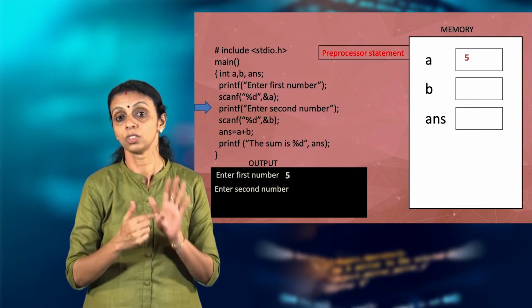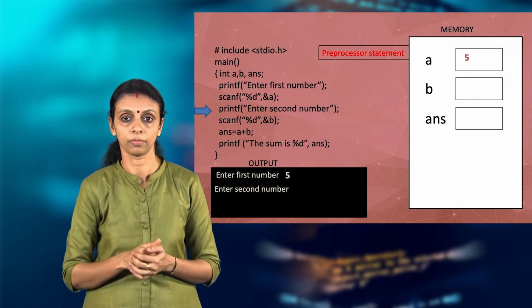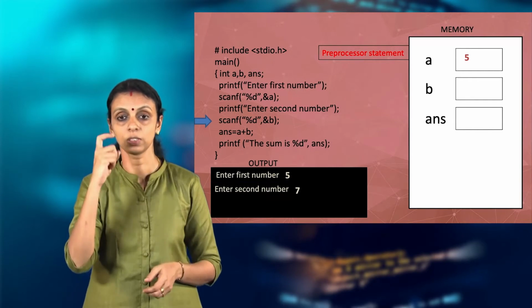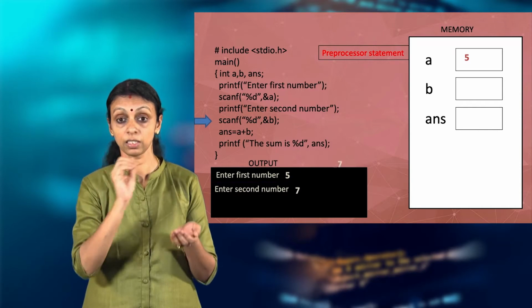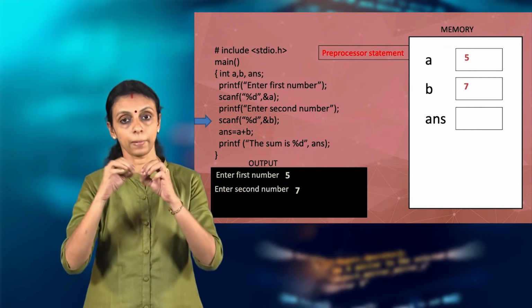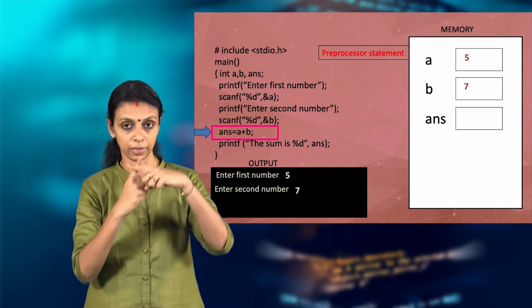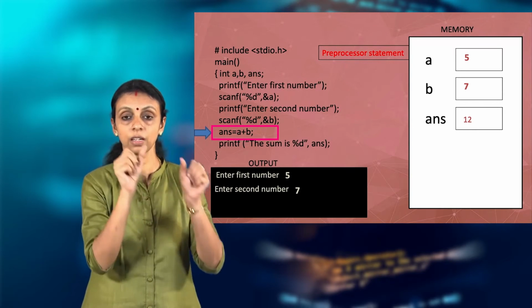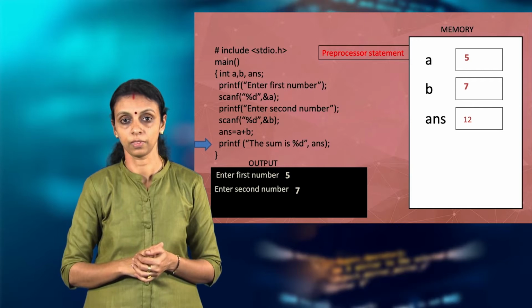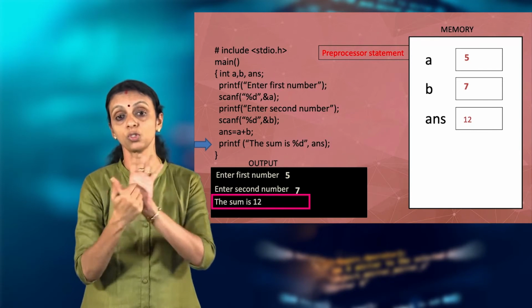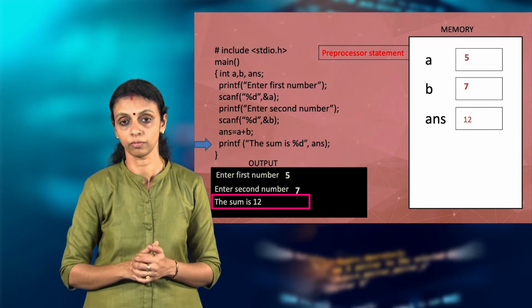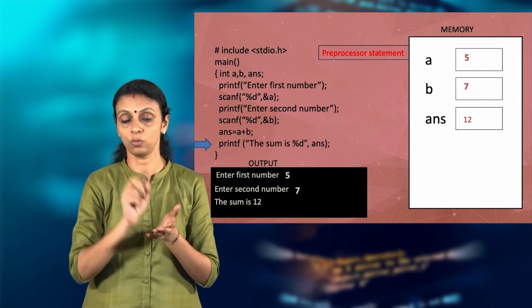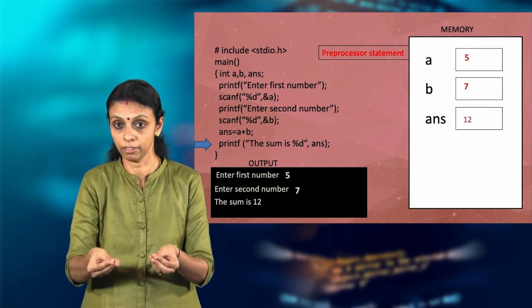Prints this message on screen. User enters a value, say 7. This value gets stored in B. Adds the value of A and the value of B and stores the answer in variable ANDs. Prints the value of ANDs on screen. In this program, we are accepting the values of A and B from the user using scanf.